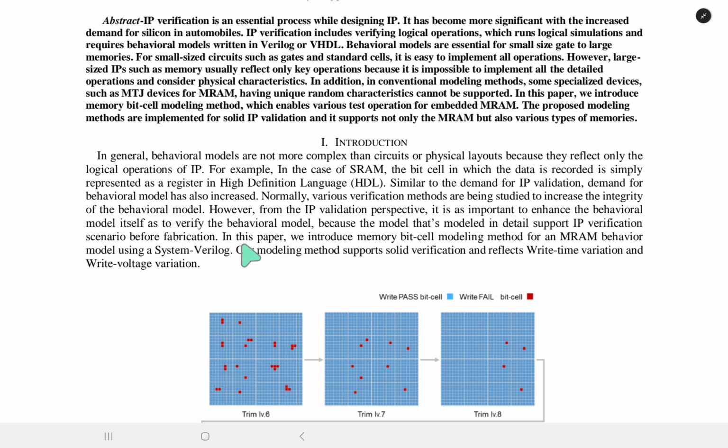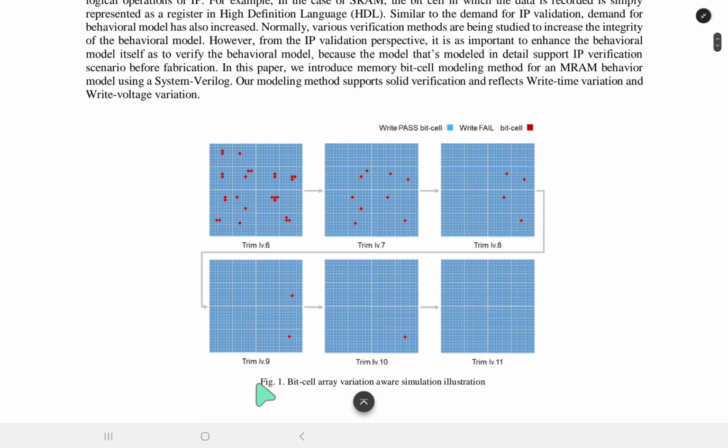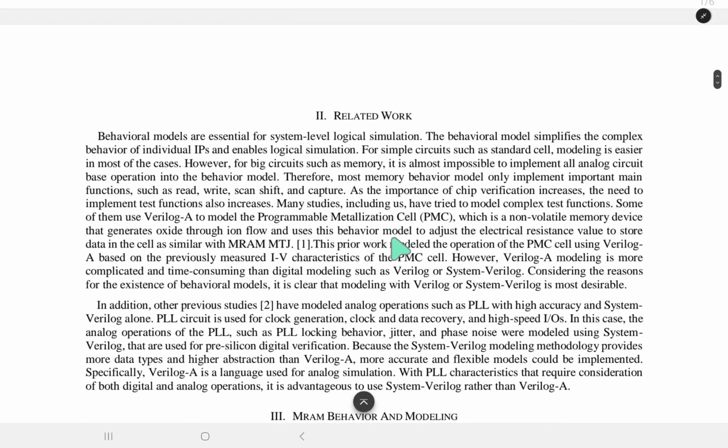In this paper, we introduce the memory bit cell modeling method for MRAM behavior modeling using System-Verilog. Our modeling method supports solid verification and reflects the right time variance and right voltage variance. This is Figure 1, bit cell array variation-aware simulation illustration.